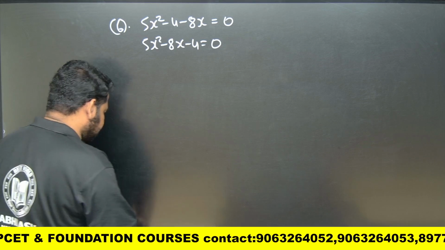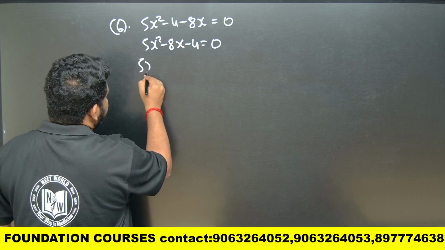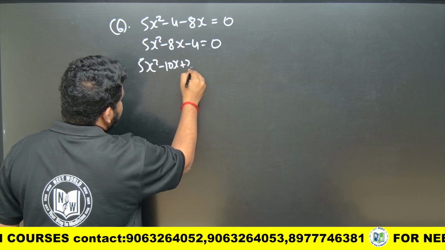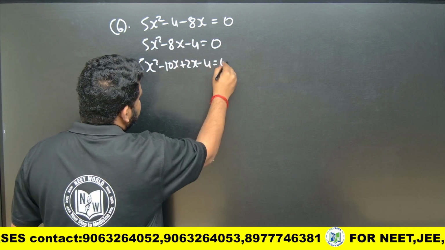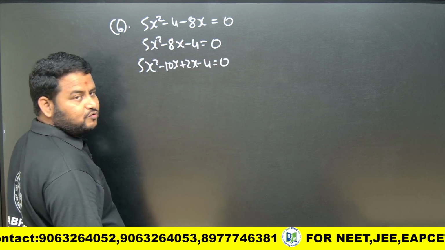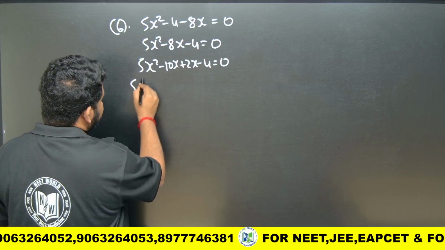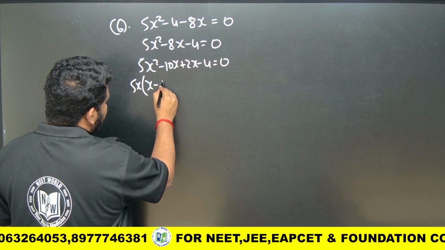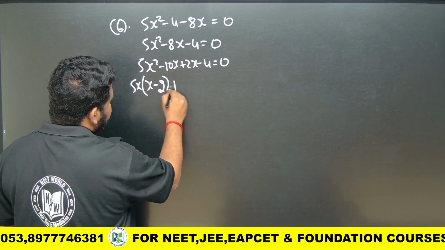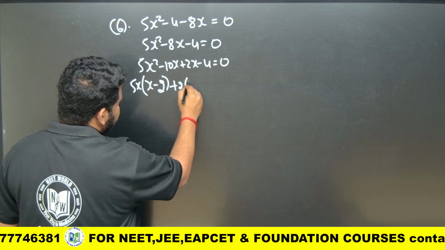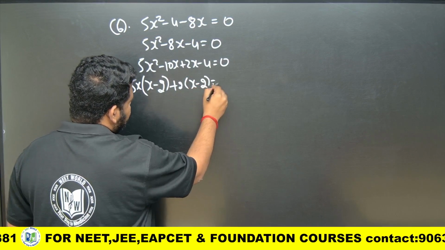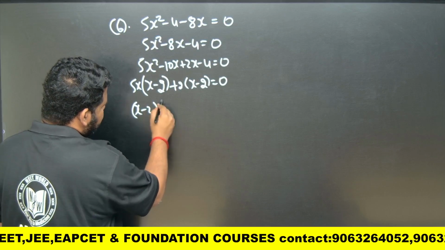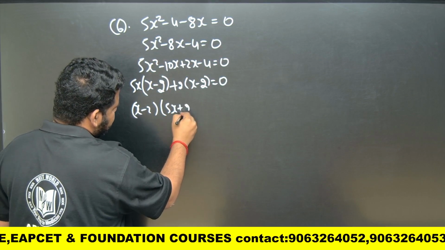So the factors, what can I write here? I can write it as 5x square minus 10x plus 2x minus 4 is equal to 0. Now 5x I can take common. This will become x minus 2. Here 2 I can take common. This will become x minus 2 is equal to 0. Now this will become x minus 2 into 5x plus 2 is equal to 0.